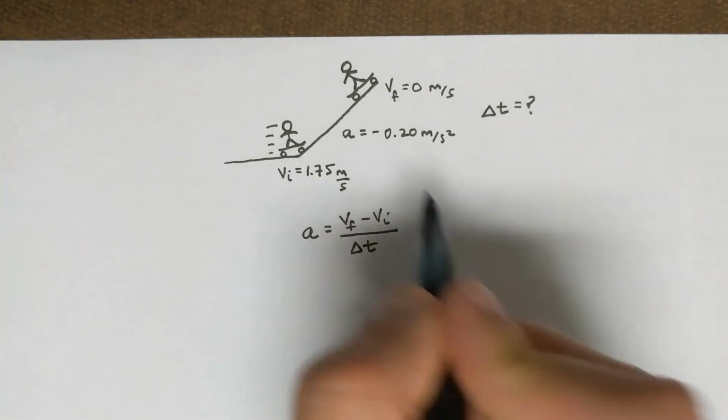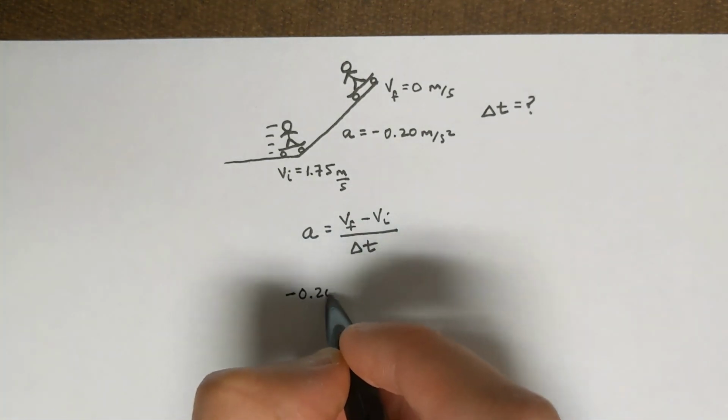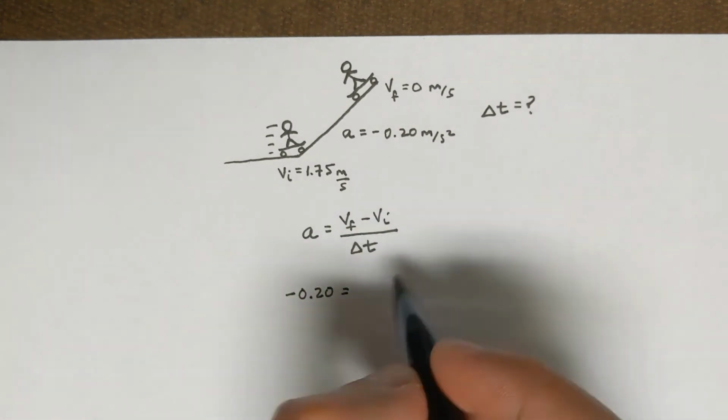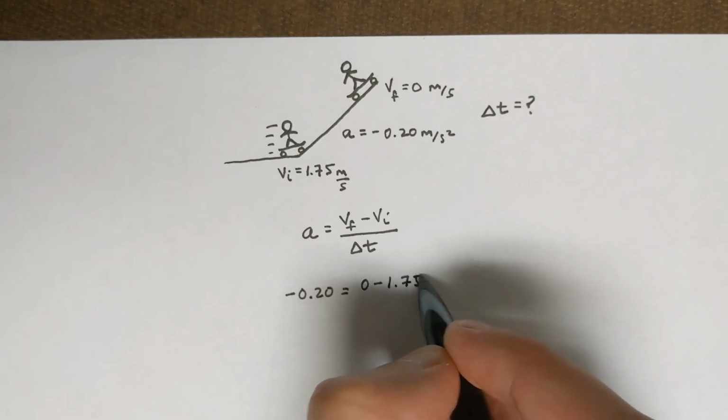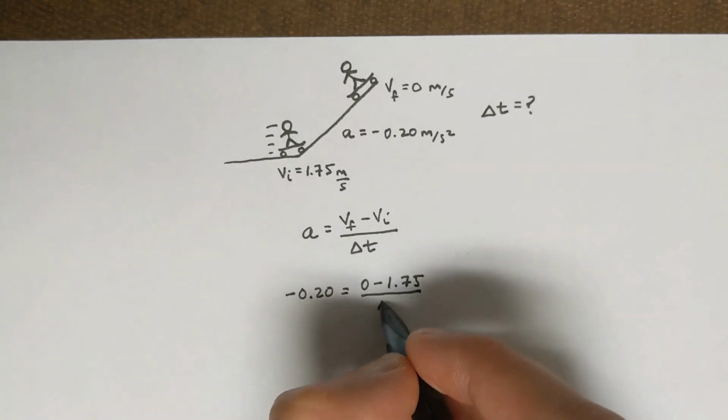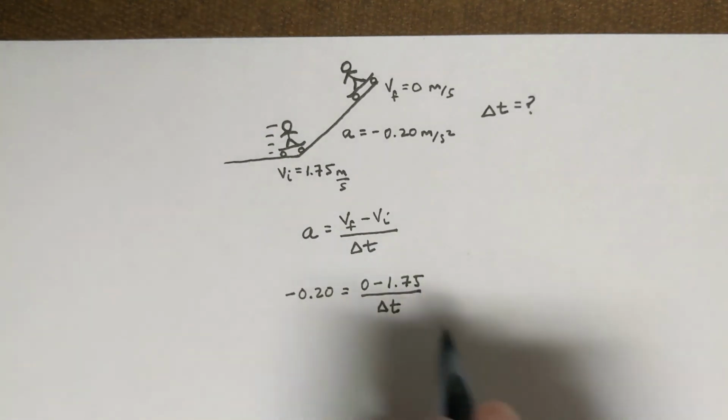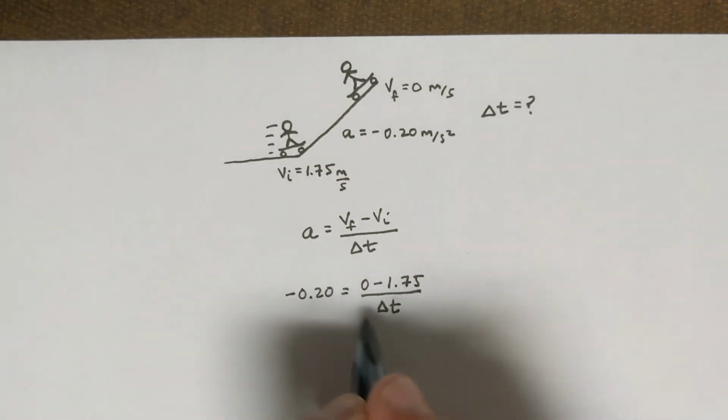And our acceleration is negative 0.2. Our final velocity is 0. Our initial velocity is 1.75. And the change in time, we don't know, so we're just going to leave it as change in time. That's what we're looking for. So now it's just an algebra problem. We have to solve for change in time.